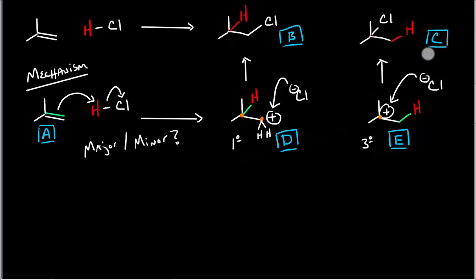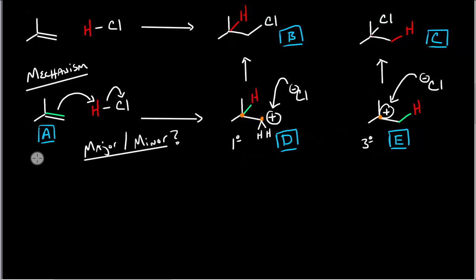This actually has very big implications, because if you wanted to make one product over the other, it's very useful to know, should I even try to make this molecule this way, or should there be an alternative way of doing it? So let's try to answer the question: which product is the major product and which is the minor product? Will B be major or will C be major? The way we're going to rationalize this is with an energy diagram.